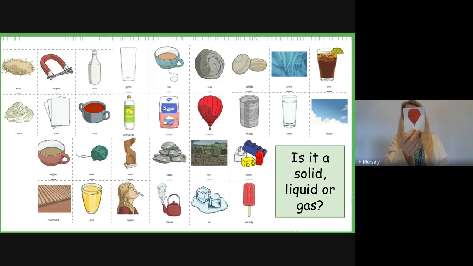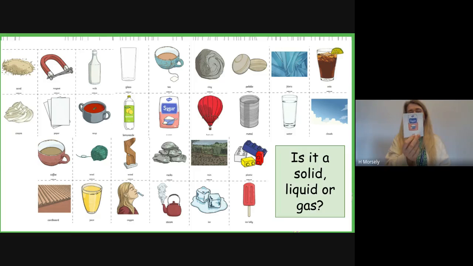Hot air, so what you find inside the hot air balloon. A solid, a liquid, or a gas? Gas, well done. Soup. Where would you put soup? Liquid. Sugar.